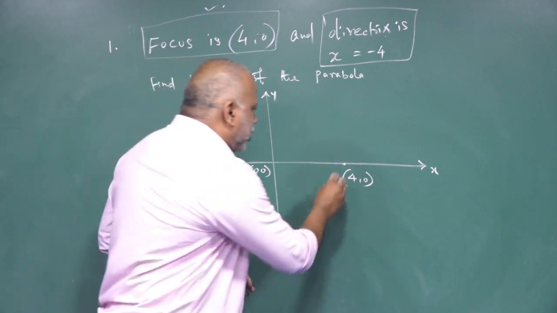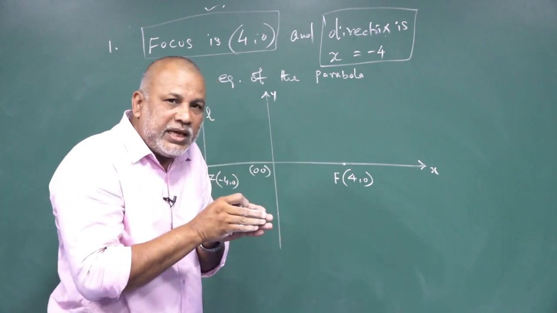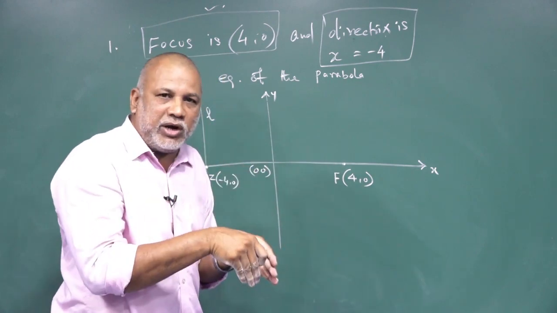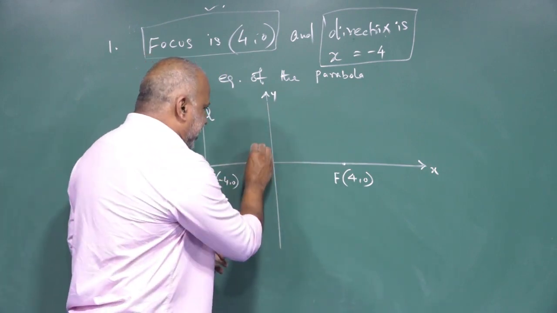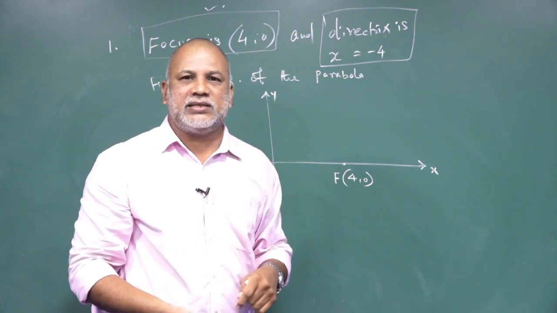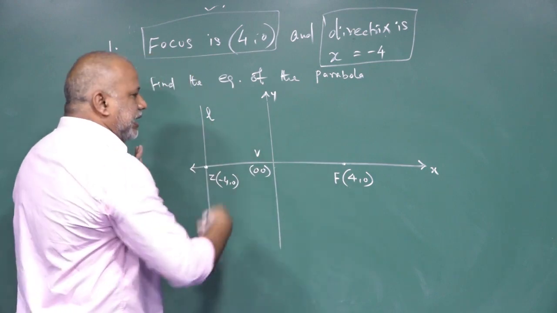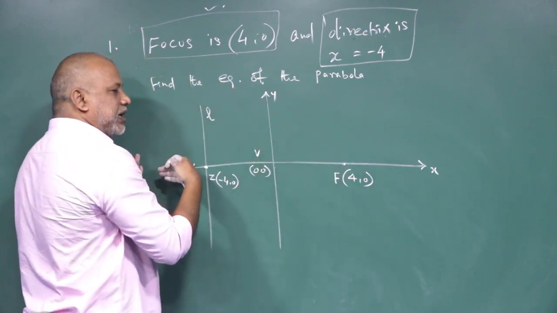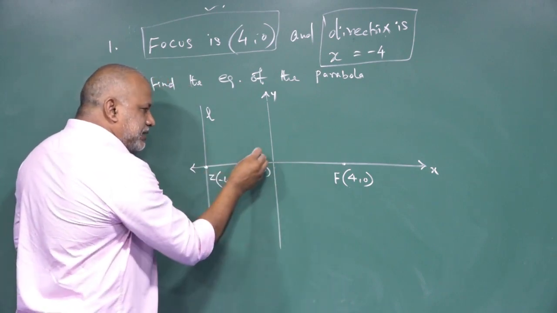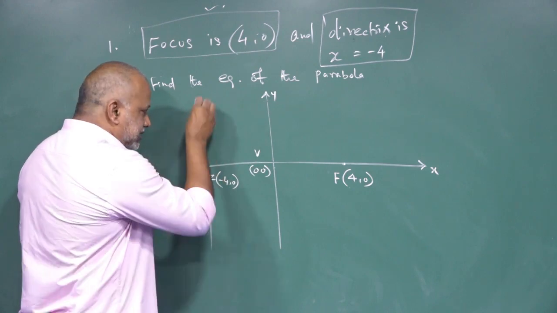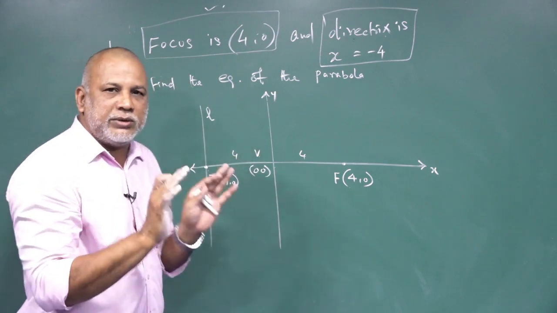Already explained: focus and directrix must be equidistant from the vertex. That means the vertex is the midpoint, one side focus, another side directrix. All parabolas pass through the vertex, so the focus must be here, and automatically the directrix must be opposite to the focus and also equidistant. See here (4, 0) and (minus 4, 0). The distance between vertex and focus is 4, and vertex to directrix is also 4, so it is equidistant.